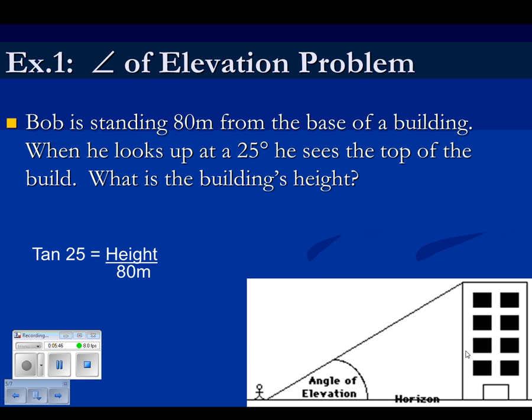The height is the opposite side to the angle of elevation, while the distance from the base is the adjacent side. So by using the tangent rule, we have tan 25 equals the height over 80.